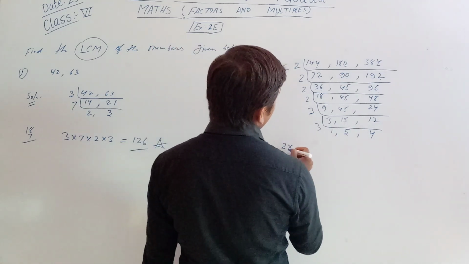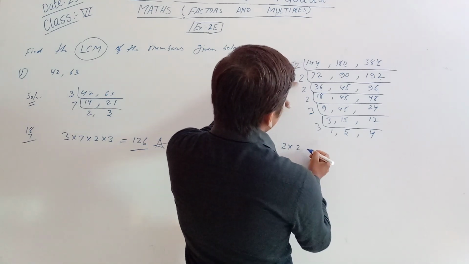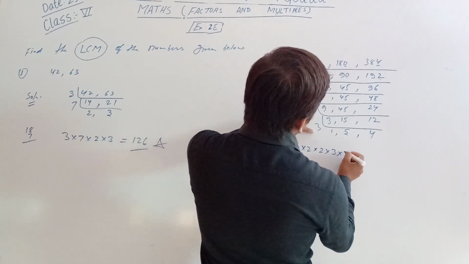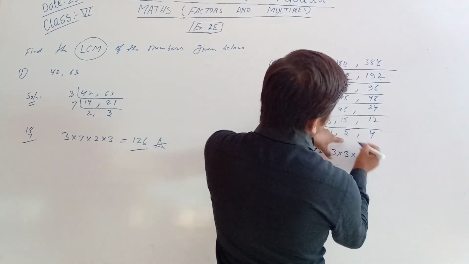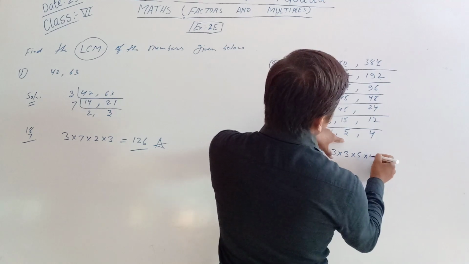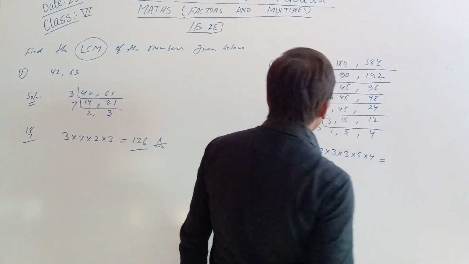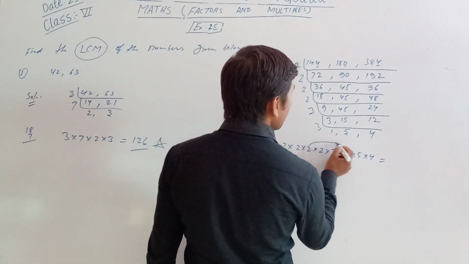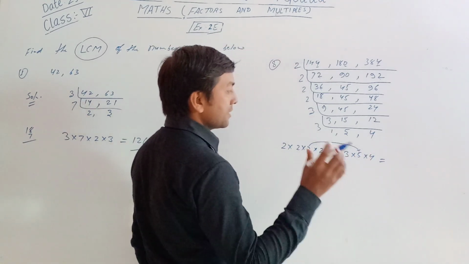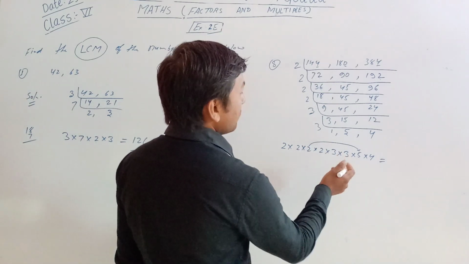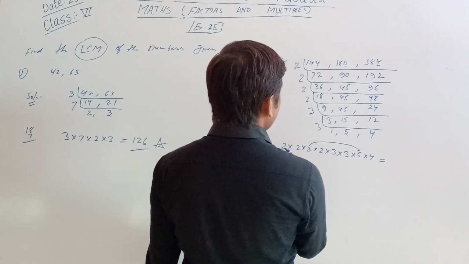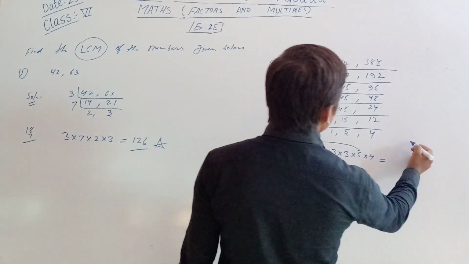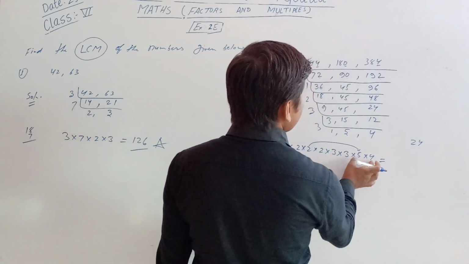So now in product form you will write 2 multiply 2 multiply 2 multiply 2 multiply 3 multiply 3 multiply, leave that, and multiply by 4. And when you multiply 2 and 5 you will get 10, means we will put 0 and leave that 1. Now you can multiply 2 by 4, 4 by 2 is 8, 8 by 3 is 24.